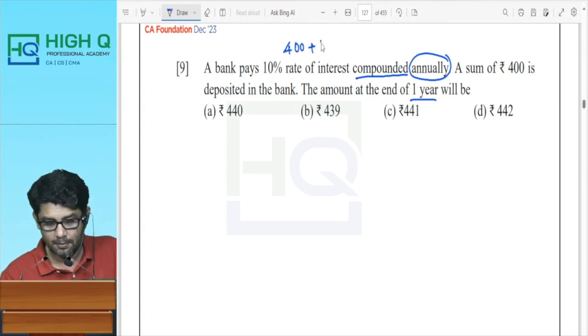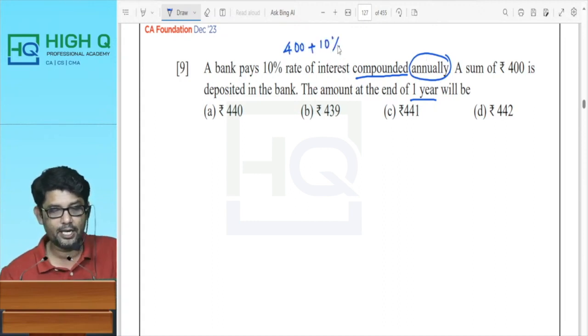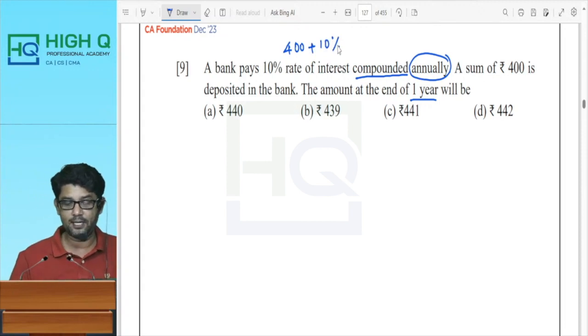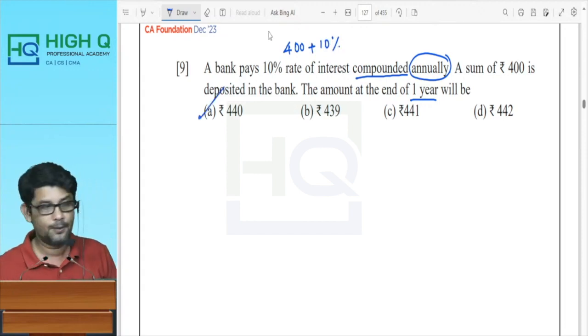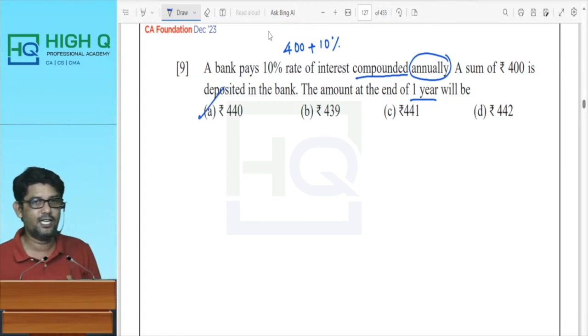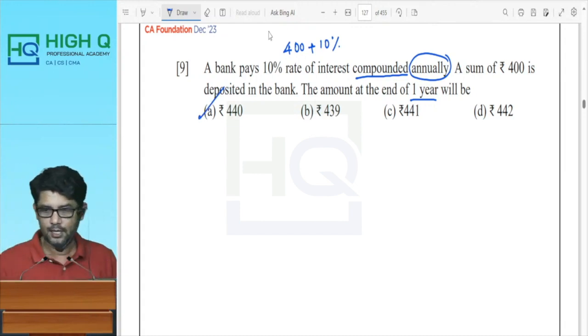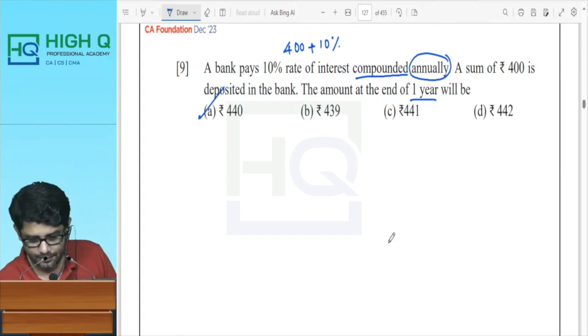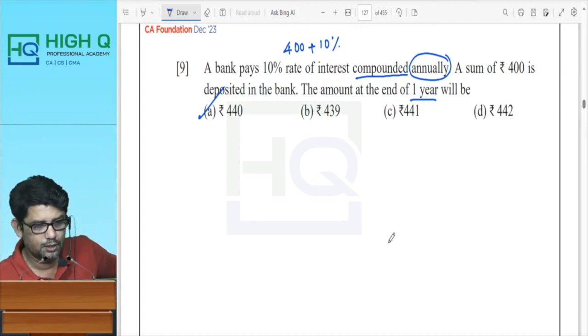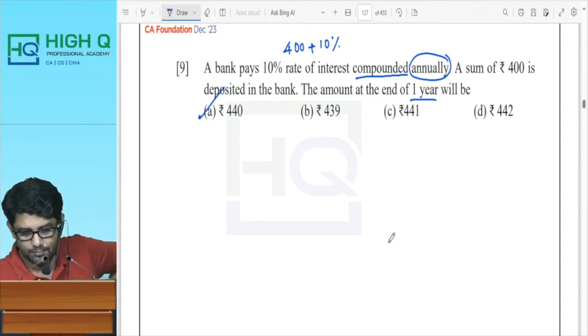400 plus 10% is your answer. Am I right, my dear? The answer is 440. Is that clear? Somebody has given me 442. Rahil, may I know why 442?